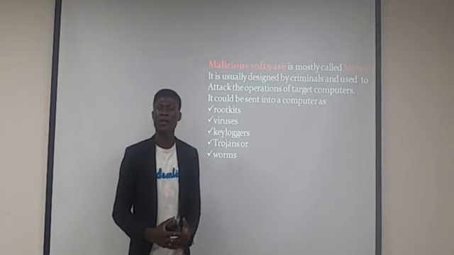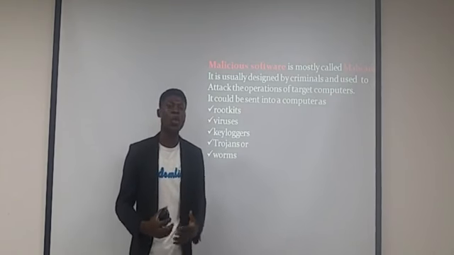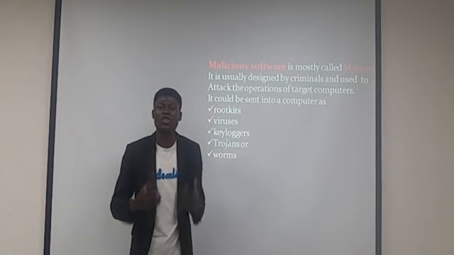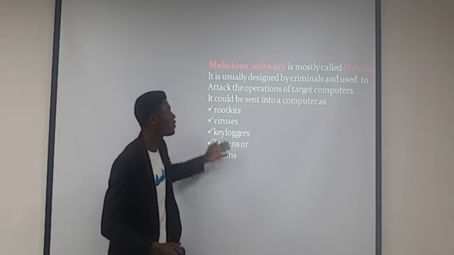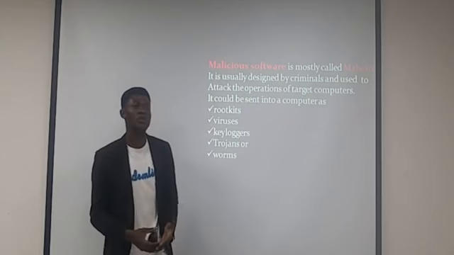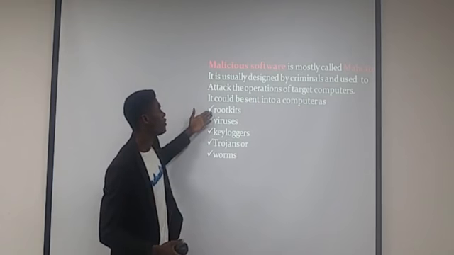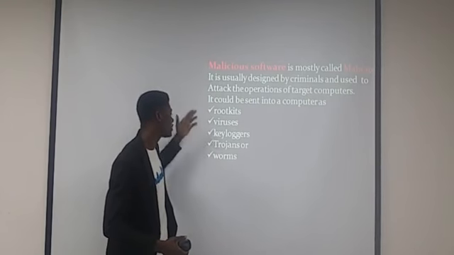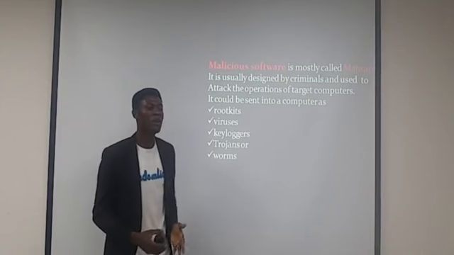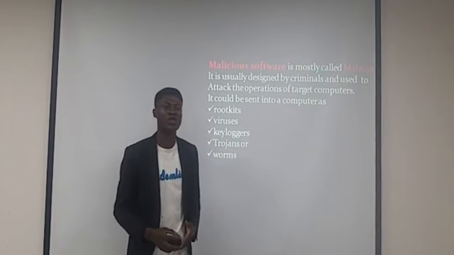Sometimes they could use the malicious software to spy into your computer, to know what is in your computer and steal some vital information from there. All right, and examples of such software that could be used for this malicious mission could be rootkits, viruses, keyloggers, Trojan worms. These are all examples of malicious software that people are using today.